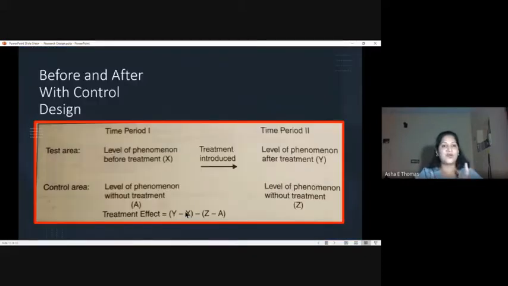And the last one is before and after with control design, where you measure the performance at the beginning, before the treatment. Here also you have two groups, the control and the test groups. You measure the performance before, you introduce the treatment, then you measure the performance of both groups after a stipulated period. Imagine the example I gave about COVID vaccination; it will be easy for you to understand. So that's it. Now you have to read our texts very thoroughly, because these research designs are really helpful when we are planning our research.